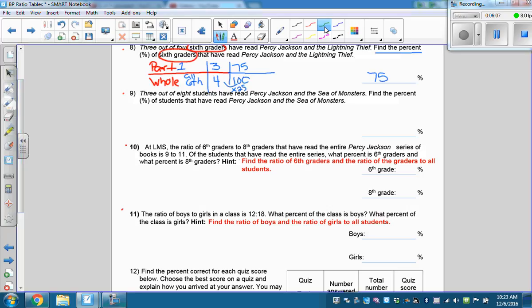Looking at the next problem, 3 out of 8 students have read Percy Jackson and the Sea of Monsters. Find the percent of students that have read Percy Jackson and the Sea of Monsters. This is still just one population. Now we're just talking about students. So the part that have read Percy Jackson and the Sea of Monsters is 3 out of all of the students that the problem is talking about, which would be 8. So we're going to go back to the technique of, since 8 doesn't go into 100 evenly, just multiplying by 100.